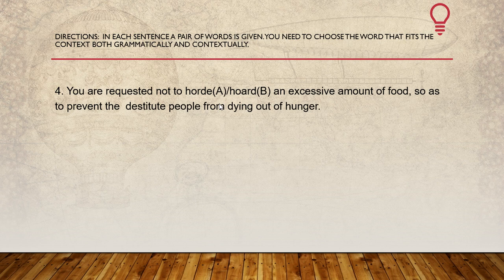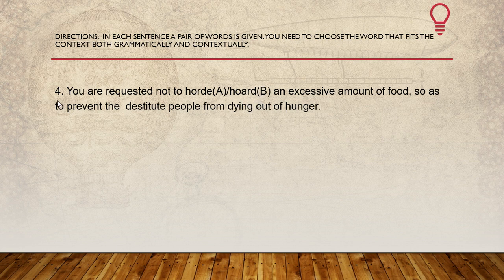HORDE. It generally refers to a large group of people. Fine. HORDE, it refers to a large group of people. And HOARD, hoard means to stock or store. Generally, it means to store secretly.